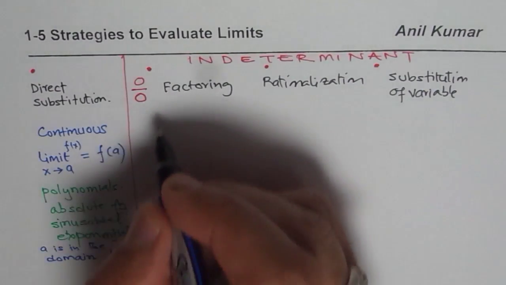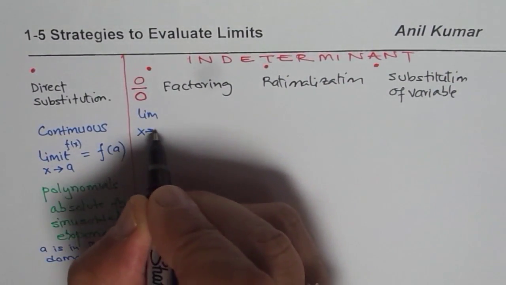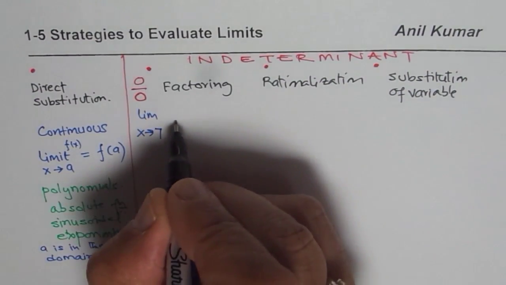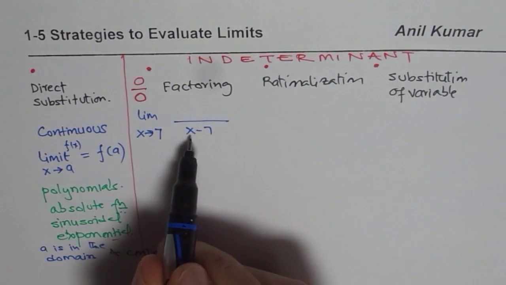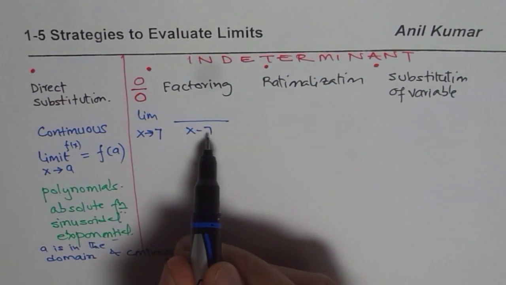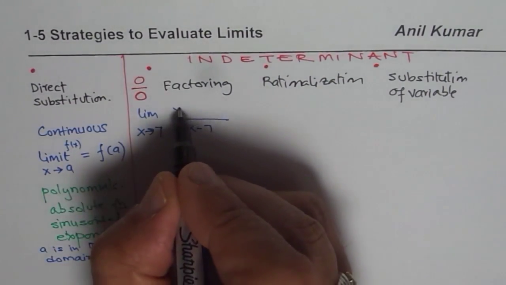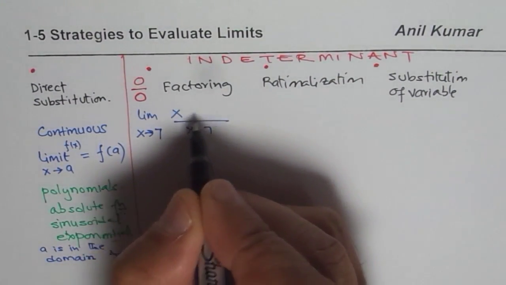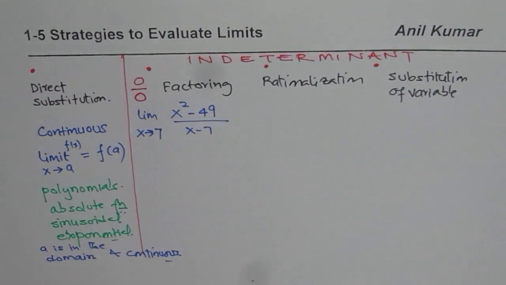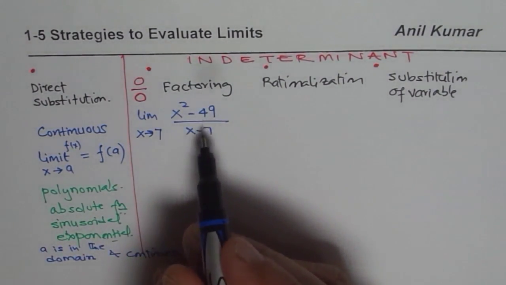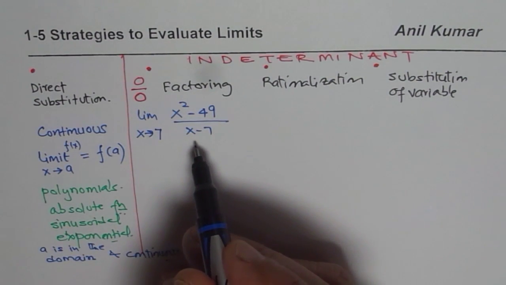In factoring, for example, you could find the limit of the function as x approaches, let us say, 7. And since I wrote 7, I'll write x minus 7 in the denominator. And if I substitute 7 here, we are going to get 0 in the denominator. And in the numerator, let me write a factor which has 7 in it. So x square minus 49 could be a good substitute. So that could be an example of factoring. You can factor and then get rid of common factor, get your answer, right?